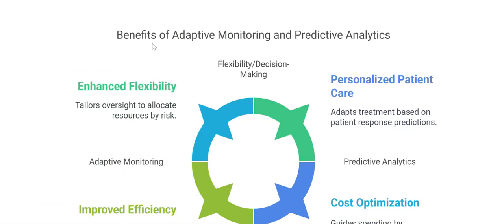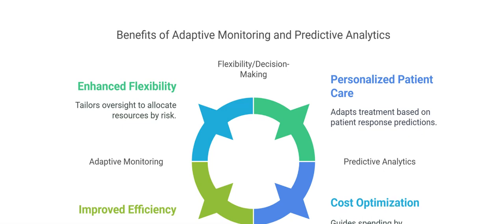Here, I summarized a good diagram about the benefits of adaptive monitoring and predictive analytics: flexibility, decision making, enhanced flexibility, tailors oversight to allocate resources by risk, and we have the improved efficiency, minimizes site visits by prioritizing critical issues. And we have here the adaptive monitoring, and here the efficiency point. Here, personalized patient care adapts treatment based on patient response predictions.